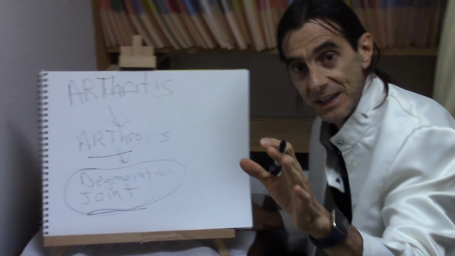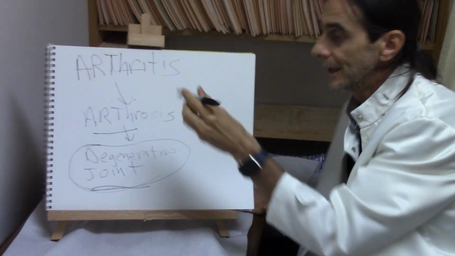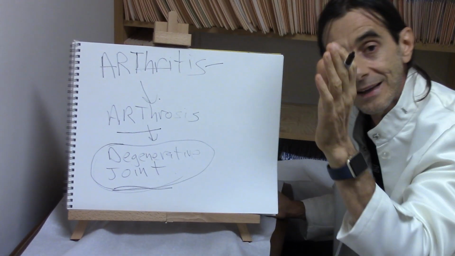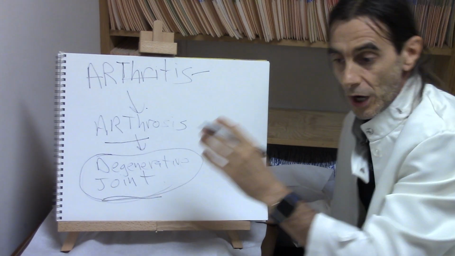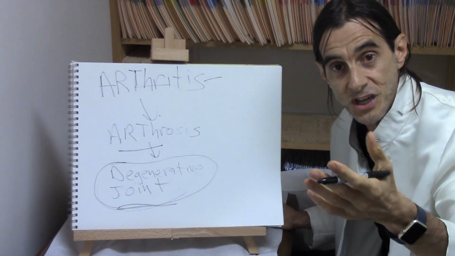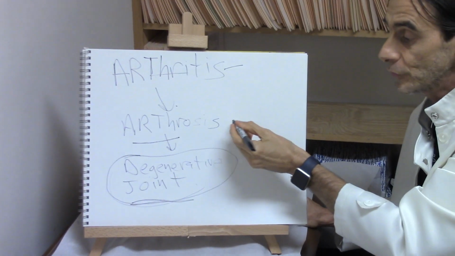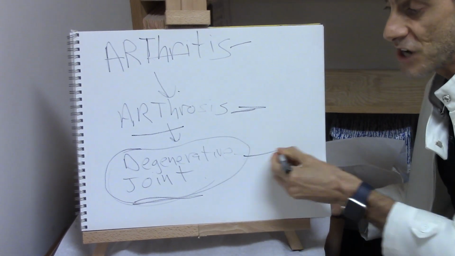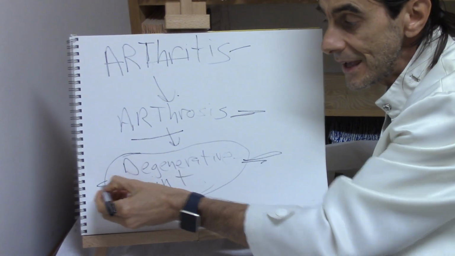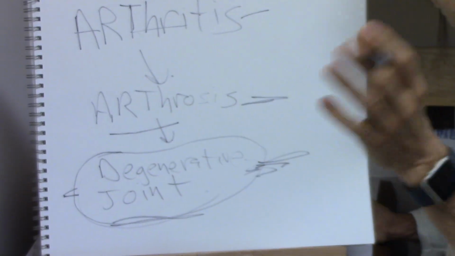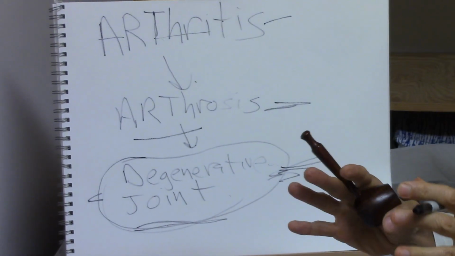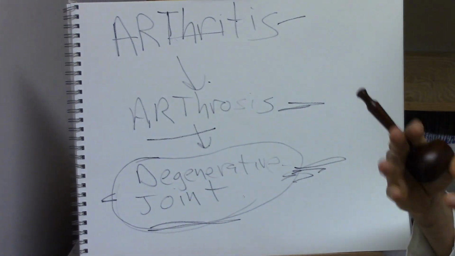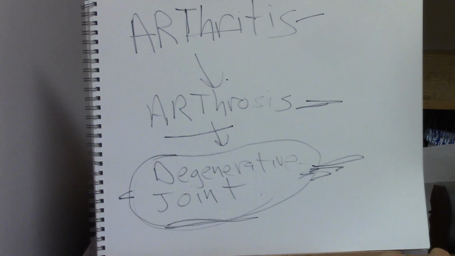Now let's go through the phases again. The first phase is pain, which is arthritis. The second phase, of a joint that's undergoing a degenerative change, is arthrosis. And the third is a degenerative joint, which is the end stage of a joint that's undergone a particular form of change which leads to consistent pain.